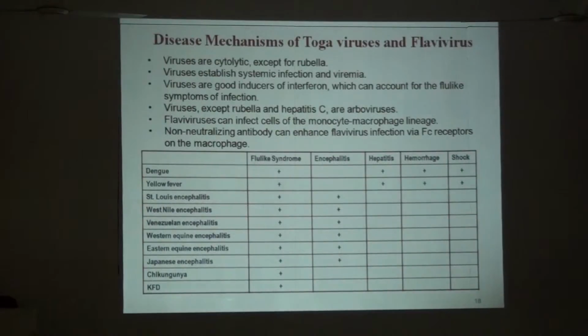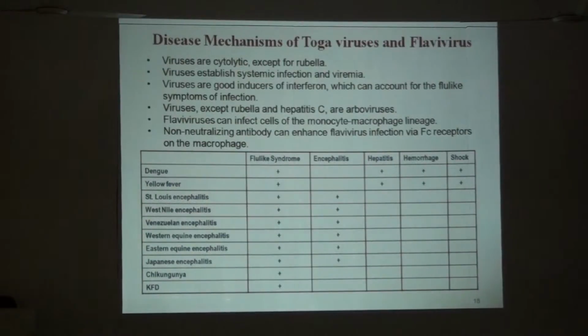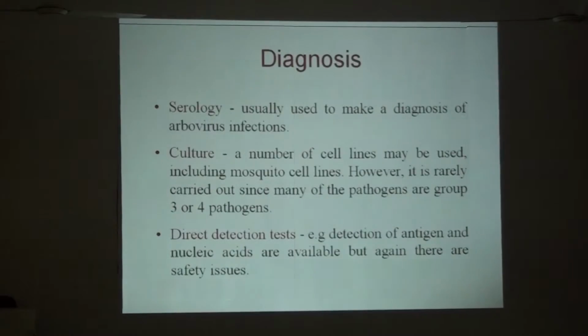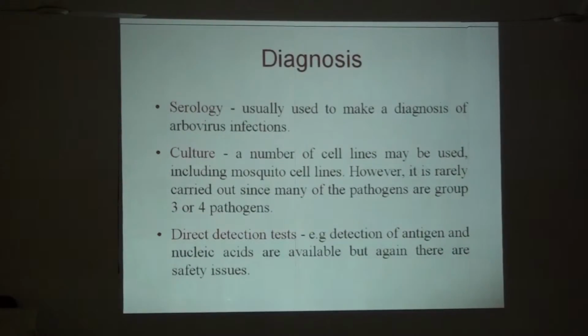Louis encephalitis, and some produce hepatitis like in dengue and yellow fever, and hemorrhage in the case of dengue and yellow fever. So how do we diagnose the arbovirus? We diagnose first by the clinical signs and symptoms.